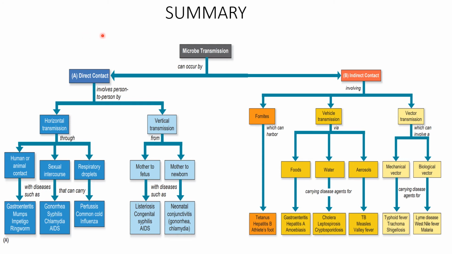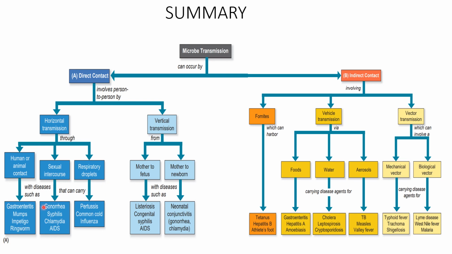So whatever I said till now has been covered in this slide, a summary slide. The microbial transmission can occur by direct contact or by indirect contact. Indirect contact, again we have two types of transmission. One is horizontal transmission, the other one is vertical transmission. Horizontal transmission can happen either from one human to another human, or from an animal to human directly through talking or hugging or kissing, or through sexual intercourse, or by inhaling infected air, that is respiratory droplets.